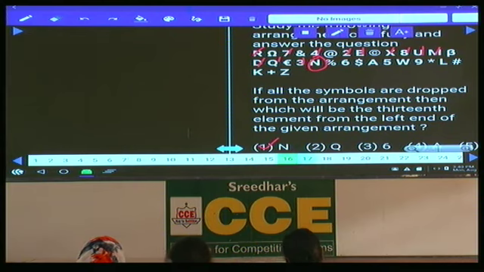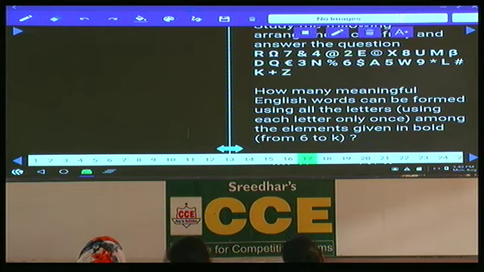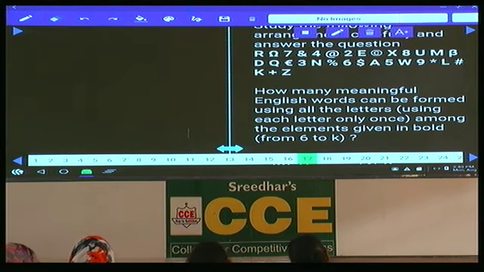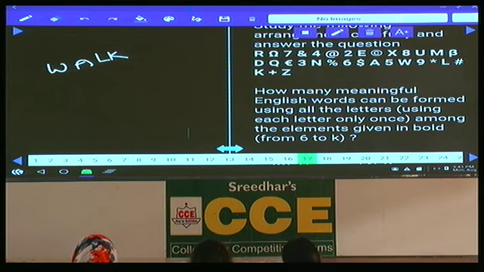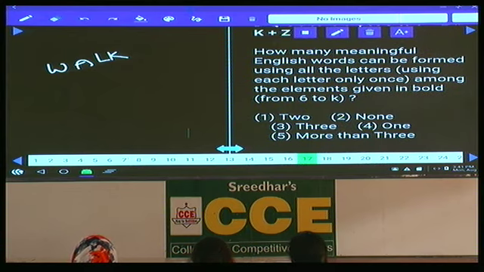16, choice 1. Then question number 17. How many meaningful English words can be formed using all the letters, each letter only once, among the elements given in the bolded from 6 to K? Now between 6 to K, tell me what are the elements we have? That is A, W, L and K. What is the word that can be formed? Walk. W, A, L, K, walk is the word that can be formed. That is choice 4. Only one word can be formed, choice 4.